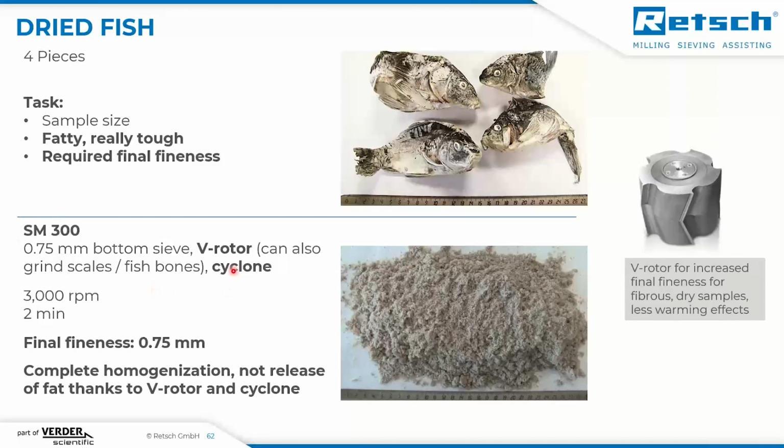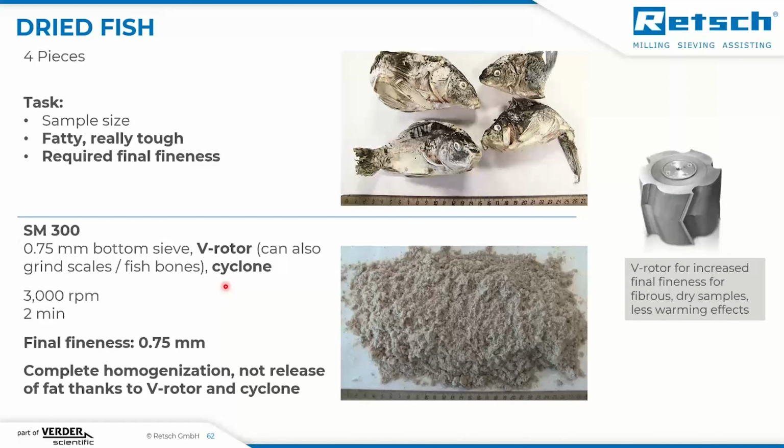And then we tried and used the SM300, I'm sorry, with the V rotor. So we exchanged the equipment to this rotor, which has 5 blades, and the blades are designed in a way that it is working more like scissors and not in a kind of chopping system. So you really cut it. And for this fibrous, tough material, this worked fine.